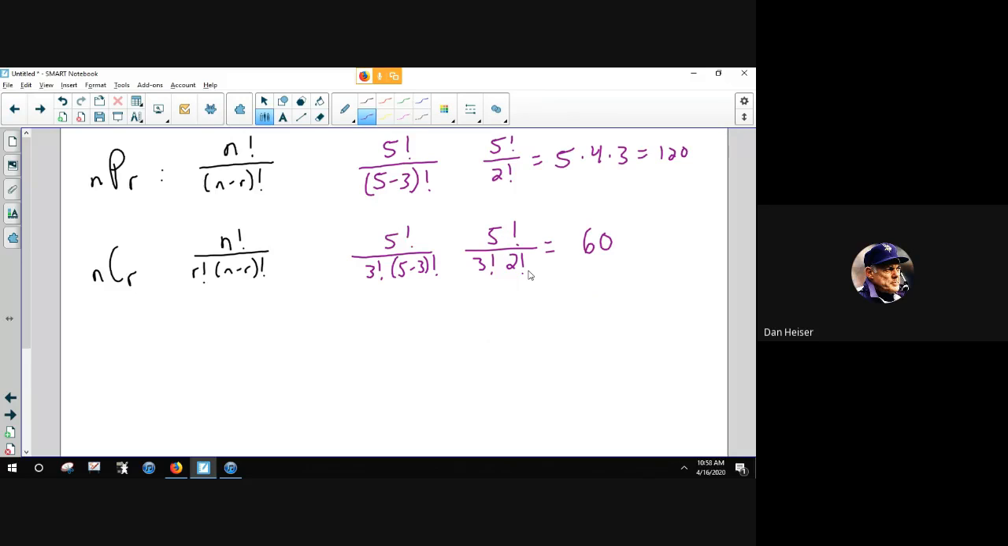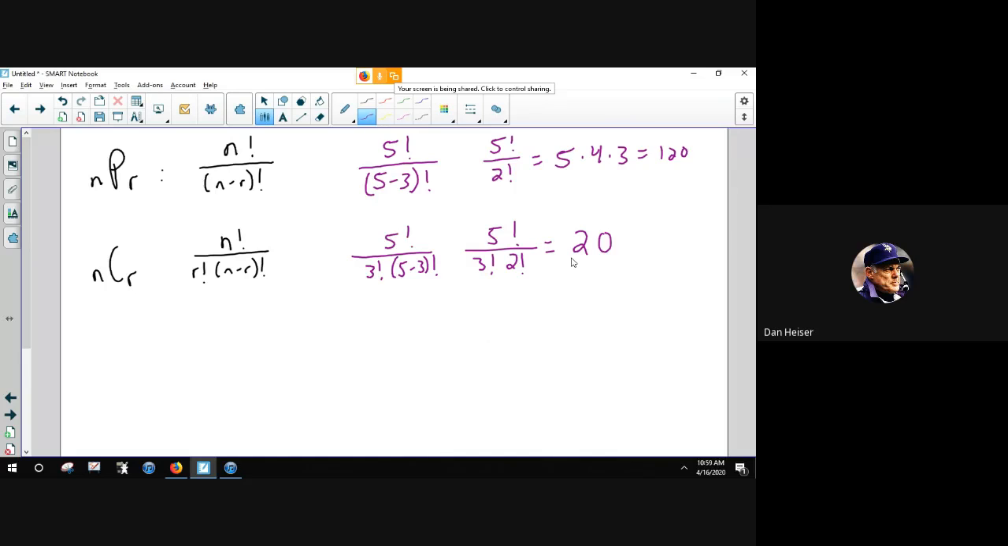5 factorial over 2 factorial was 120. We divide by 3 factorial, which is, that's wrong. We divide by 3 factorial, which is 6. 120 divided by 6 gives us 20, not 60. There are 20 ways to pick 3 winners, 20 groups of 3 winners where all the groups are unique and not just rearranged.